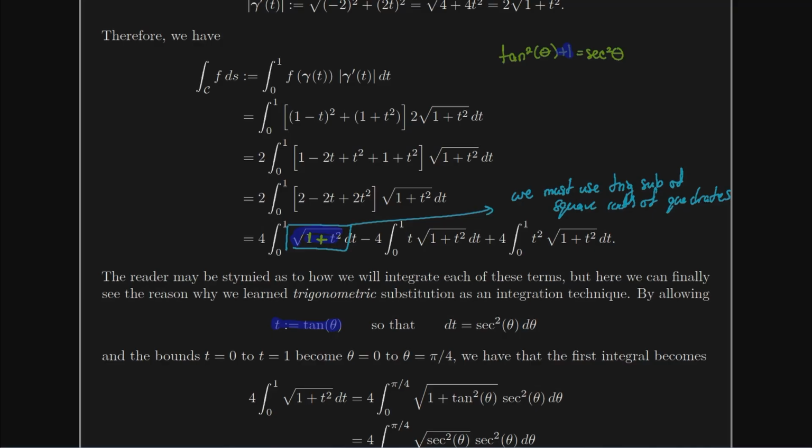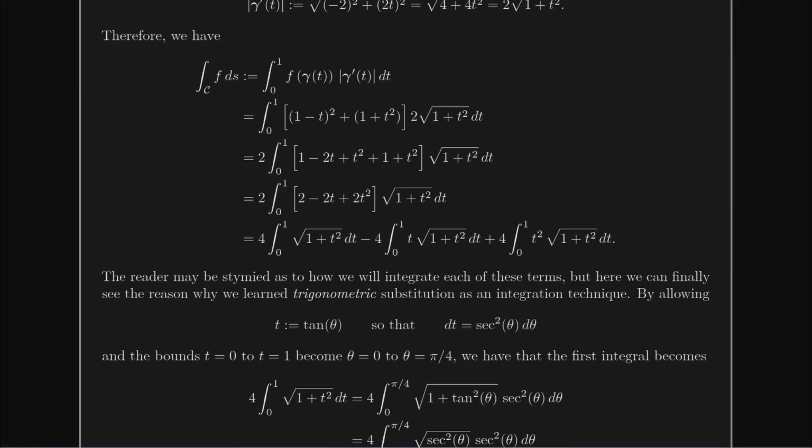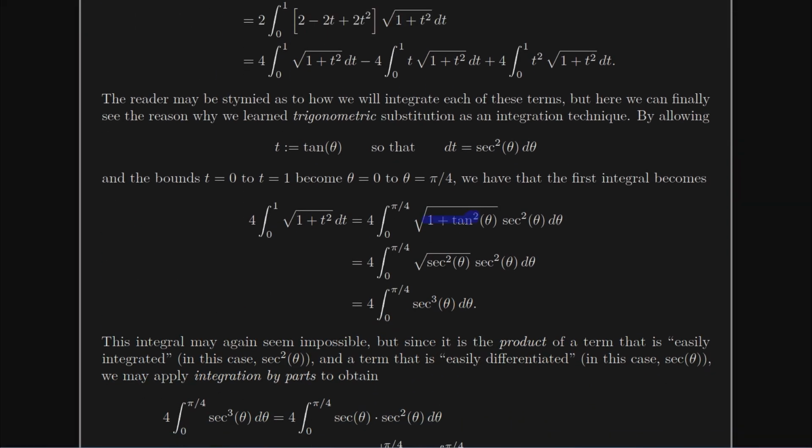When that happens, you take dt, you get secant squared theta d theta. And also, when you make that substitution, you get 1 plus tangent squared in the square root. And because of that Pythagorean identity, 1 plus tangent squared is just secant squared.